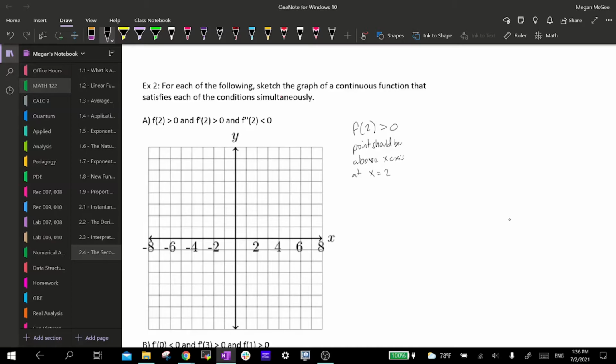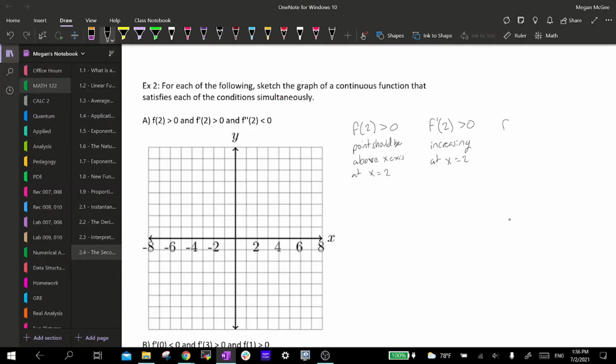Alright? So then our next bit of criteria is f prime of 2 is greater than 0. So this is telling us if our function is increasing or decreasing at x is equal to 2. Well, here our derivative is greater than 0, so it's positive. So we are increasing, again, at x is equal to 2.